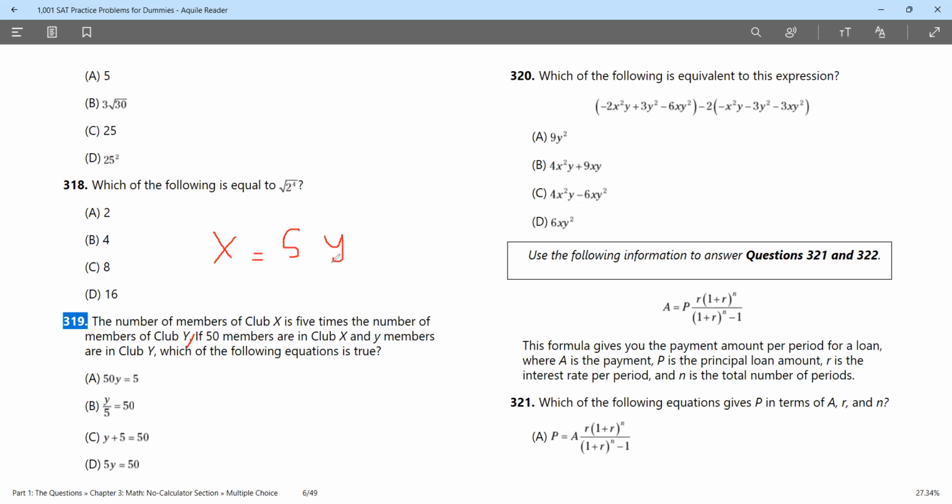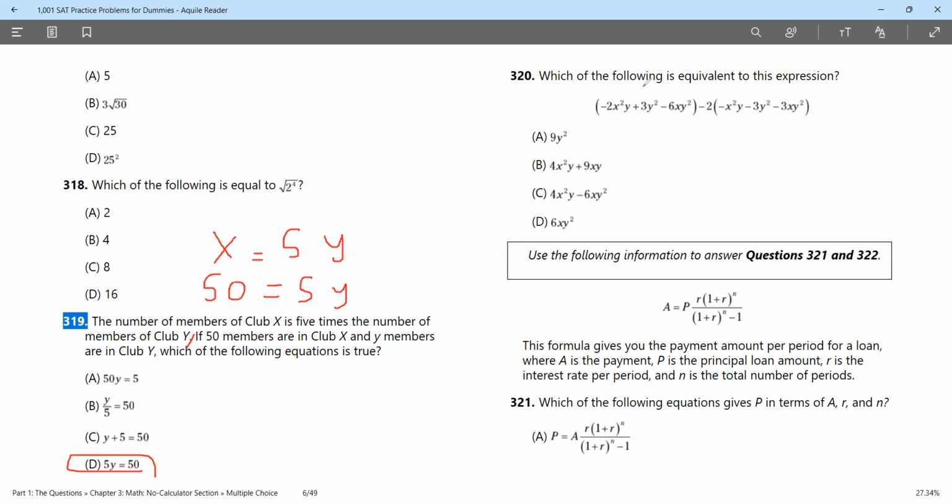If 50 members are in Club X, we will replace X by 50. So 50 will be equal to 5Y. Which of the following equations is true? Okay, it's very, very clear that the answer will be D.